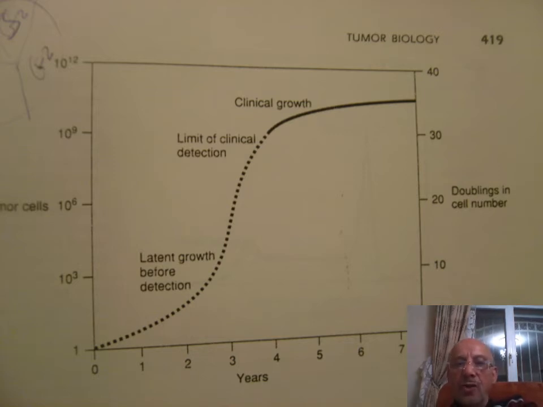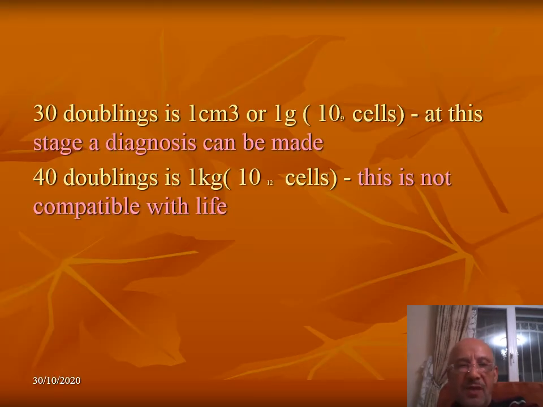And usually the dotted part of the tumor, as you see, probably 4 to 5 years, occurs in a preclinical stage, and after that it will reveal itself and it becomes a clinical stage. We call it clinical growth, and this is a latent period in which it is unlikely to detect a tumor when it is in a small number of cells, like 1,000 or 100 cells.